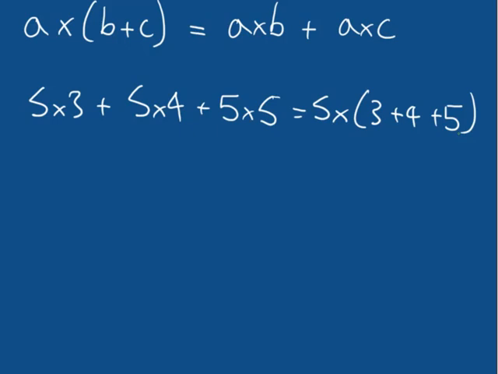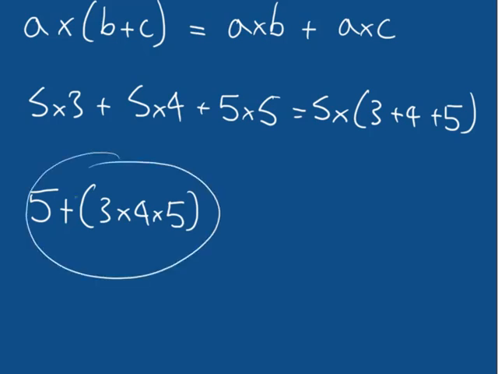Now, it is worth noting that this concept does not apply in reverse. If we were to take our multiplications and make those additions, and take our additions and make them multiplications, it does not apply. So, for example, if I was to have 5 plus 3 times 4 times 5, notice the difference between these two. In one case, I'm adding some numbers together and multiplying the result. In the other case, I'm multiplying some numbers together and adding the result. In this case, the distributive law does not apply, and we can see that.